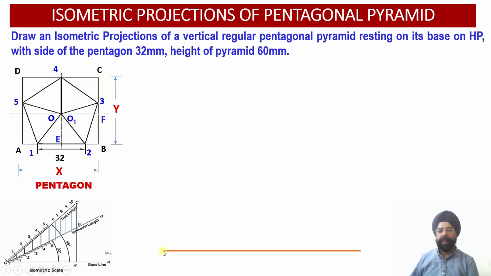So step 1, we draw the horizontal ground line or the datum line. Then we mark a point over here, and we draw the x-axis and the z-axis.